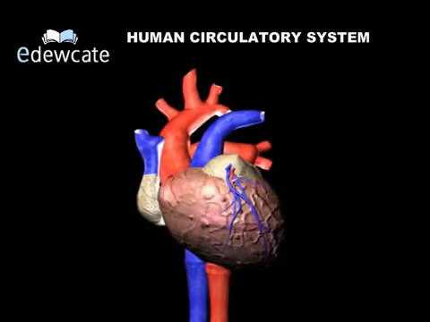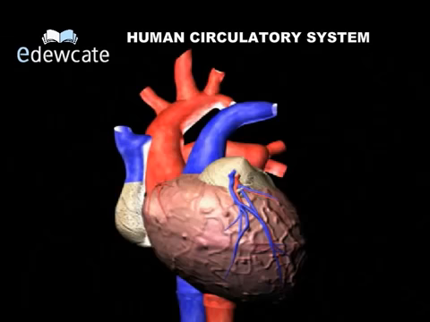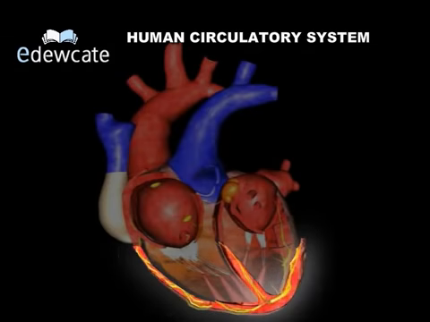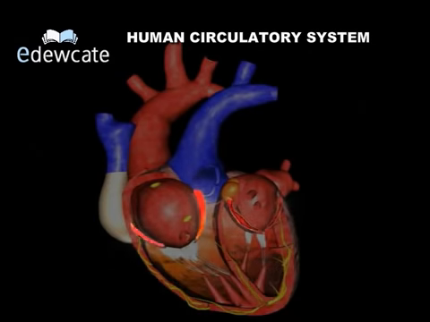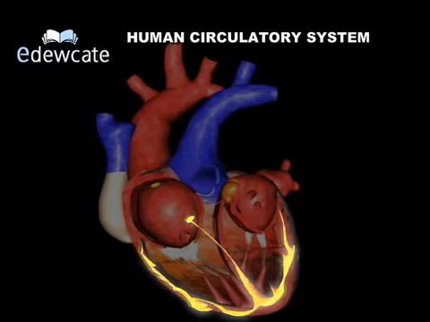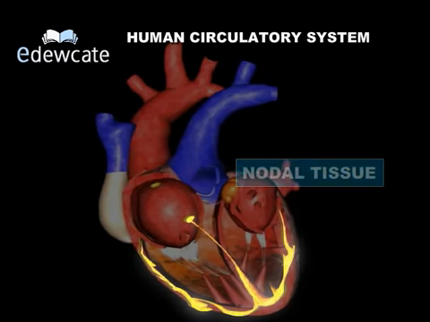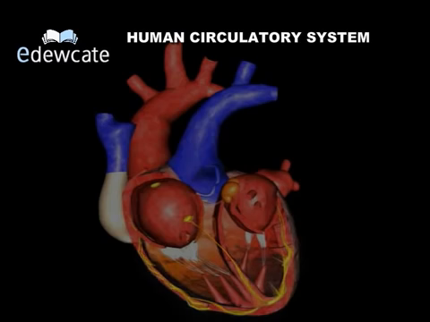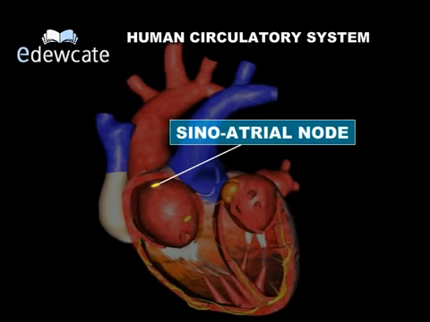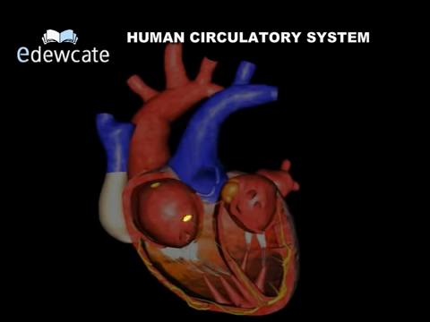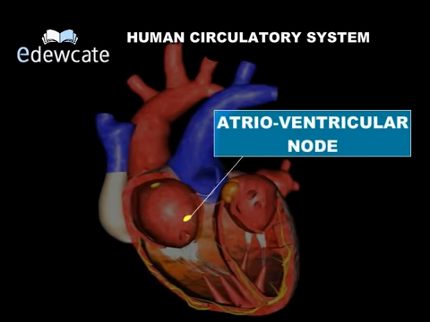The entire heart is made up of cardiac muscles. The walls of the ventricles are much thicker than those of the atria. A specialized cardiac musculature called the nodal tissue is also distributed in the heart. A patch of this tissue is present in the right upper corner of the right atrium, called the sinoatrial node. Another mass of this tissue is seen in the lower left corner of the right atrium, close to the atrioventricular septum, called the atrioventricular node.